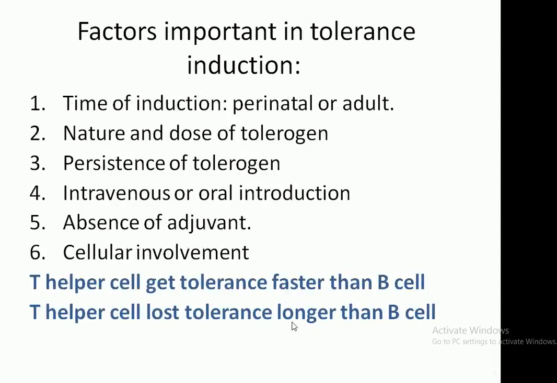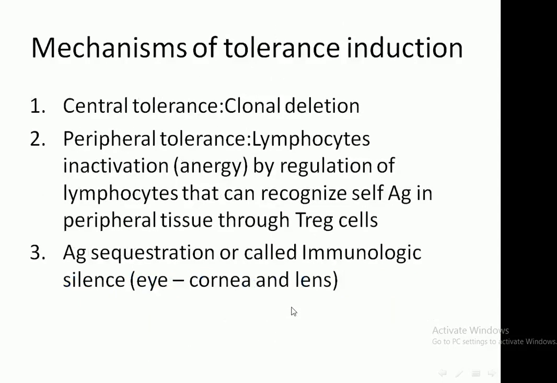Factors important in tolerance: the time of induction, nature, dose, persistence, intravenous or oral introduction, absence of adjuvant, and cellular involvement. As we see, T helper cells get tolerance faster than B cells, and T helper cells lose tolerance later than B cells. Mechanism of tolerance: central tolerance by clonal deletion, which occurs in the thymus, and peripheral tolerance by lymphocyte inactivation, called anergy, which is different from allergy.